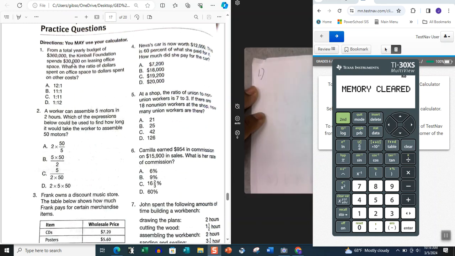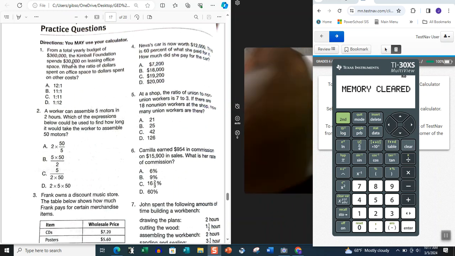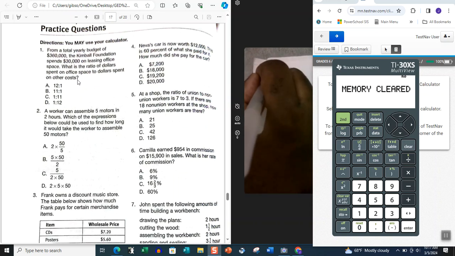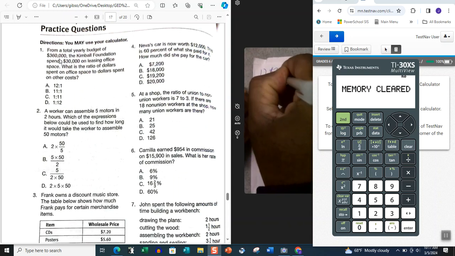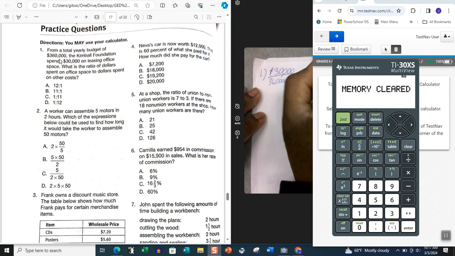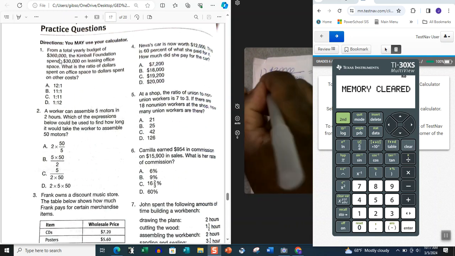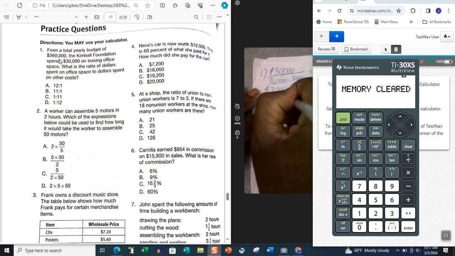So for number one, we had $30,000, and they want us to write the ratio of dollars spent on office space to dollars spent on other costs. To get the other costs, we will have to take the total budget, which is $360,000, and subtract the $30,000 that we used for office space. So this would end up being 30,000 divided by 330,000.